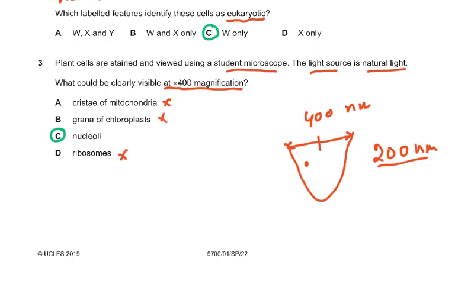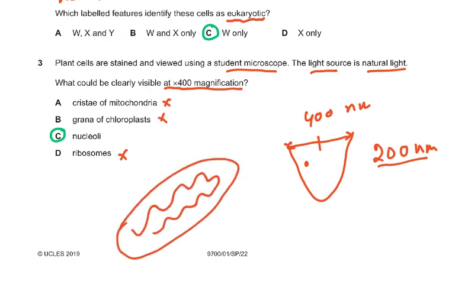So the only answer was nucleoli, because cristae, it's not the mitochondria, it's the cristae of the mitochondria, meaning the inner foldings. This is the cristae of the mitochondria. Now that's a phospholipid bilayer, 7 nanometers. Similarly, the grana of the chloroplast is also thylakoid membranes. Grana wouldn't be that big. So this is why the answer to this was C.